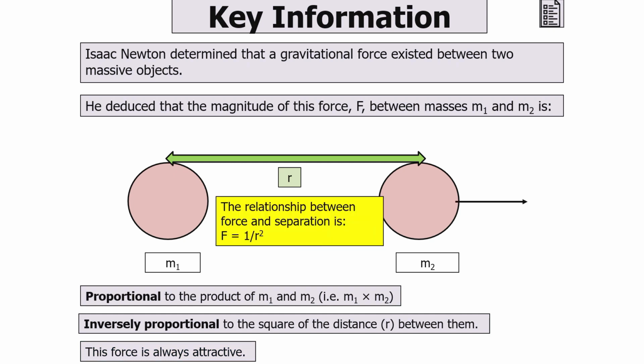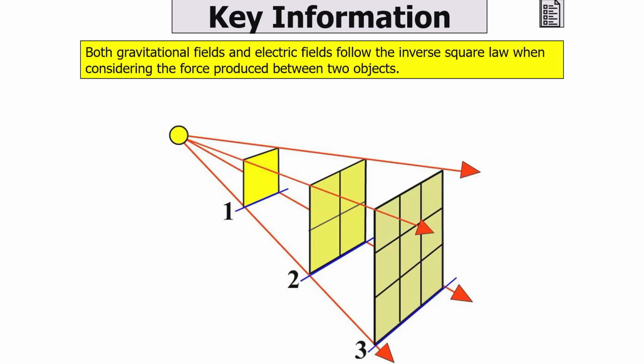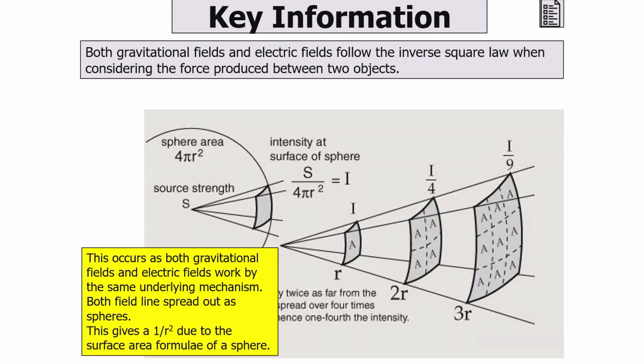So the relationship between force and separation is F is proportional to 1 over r squared. Fundamentally, when the separation is doubled, the force exerted decreases by a factor of 4, which is 2 squared. Both gravitational fields and electrical fields follow the inverse square law when considering the force between two objects. This occurs as both work by the same underlying mechanism: both field lines spread out as spheres. This gives a 1 over r squared relationship due to the surface area formula of a sphere.